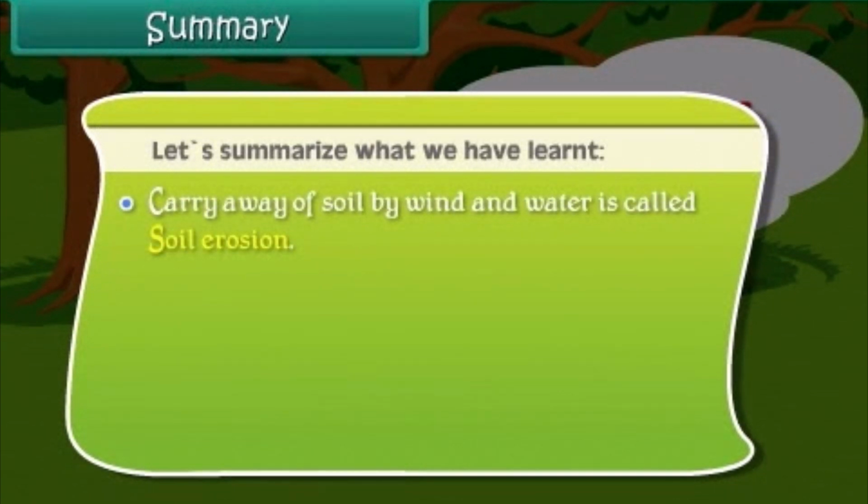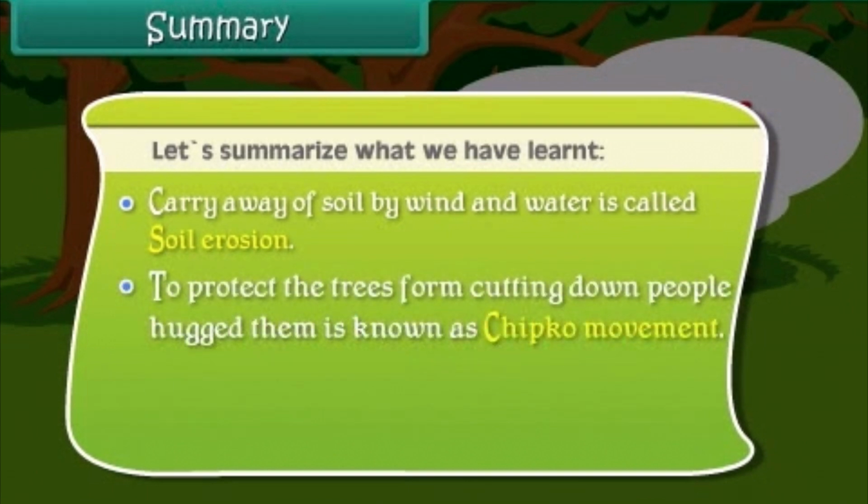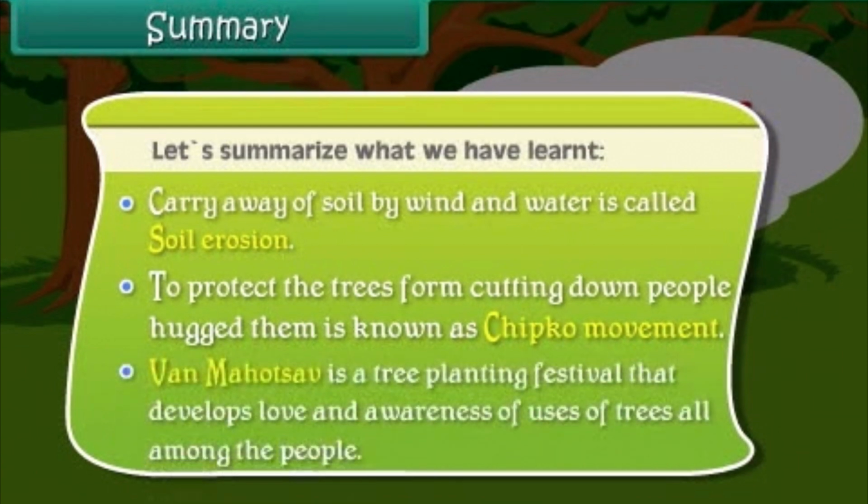Carrying away of soil by wind and water is called soil erosion. To protect the trees from being felled, people hugged them, and this movement is known as the Chipko movement. Van Mahotsav is a tree planting festival that develops love and awareness of the uses of trees among the people.